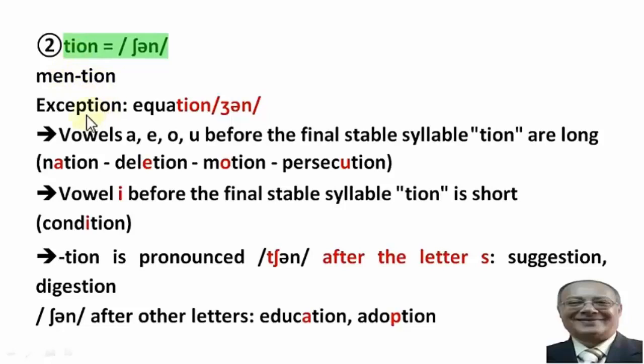Shun: mention, exception, equation. Vowels A, E, O, U before the final stable syllable T-I-O-N are long. Nation, deletion, motion, persecution. Vowel I before the final stable syllable T-I-O-N is short. Condition. T-I-O-N is pronounced chun after the letter S. Suggestion, digestion. Chun after other letters. Education, adoption.